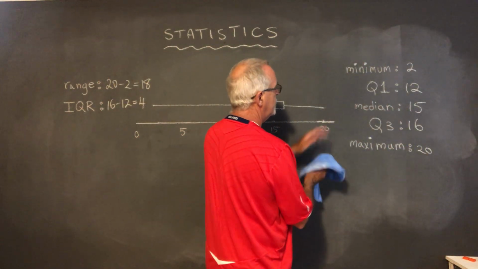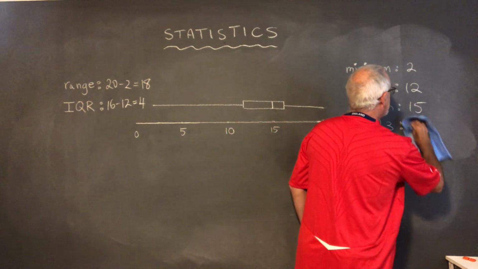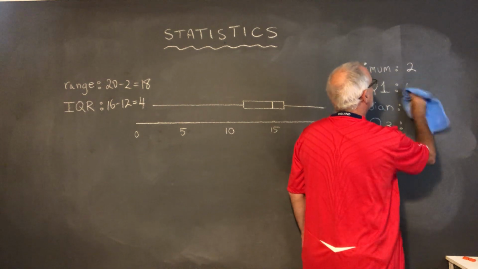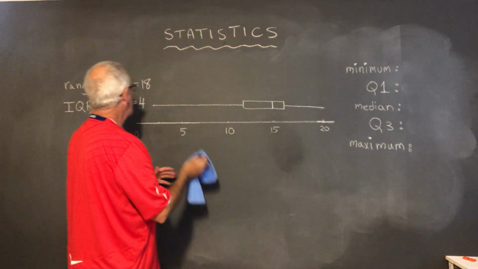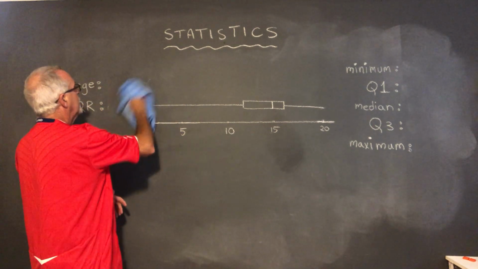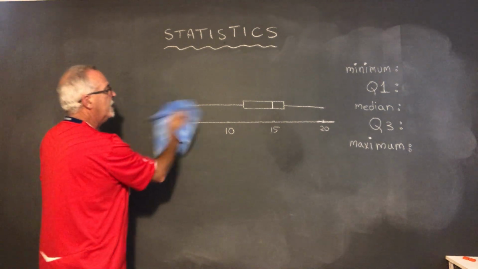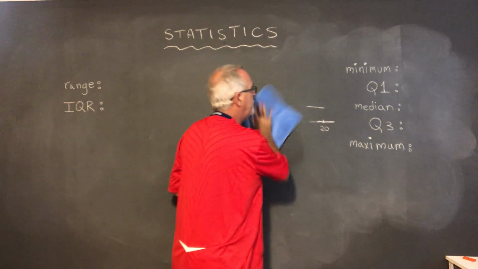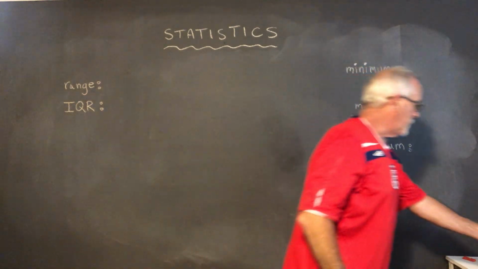So I'll erase, I'm not going to erase everything. I'll leave these labels up here because they're useful and I'll be able to use them when I'm making the box plot in the next example. I will erase the answers to the range and the interquartile range, but I'll leave those labels up as well. And I'm going to erase the entire box plot. What I'll do is I'll put the data on the chalkboard so we can see it.